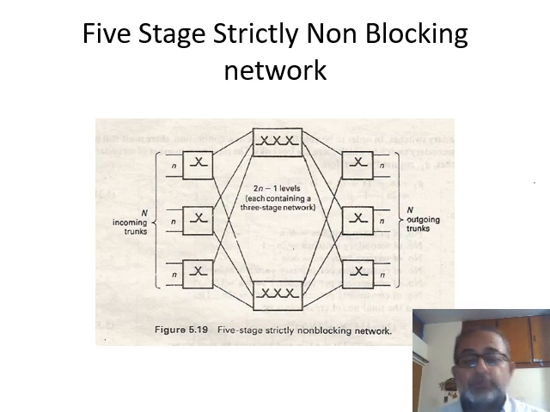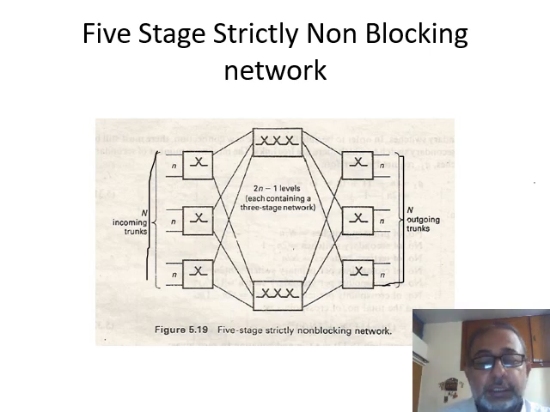Why do we go to a five stage network? We only go to a five stage network when the total number of incoming trunks and outgoing trunks is very large. Instead of 10 or 100 at the maximum, which we used in a three stage network, we come up with 1,000 incoming trunks and 1,000 outgoing trunks. In such a case, we need to have more stages, and a five stage network is quite a good choice in this case.